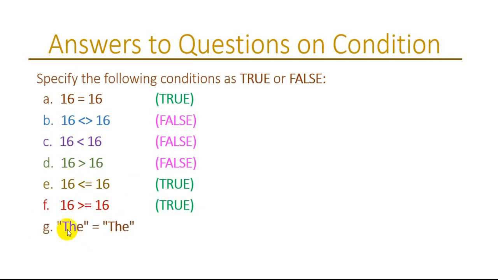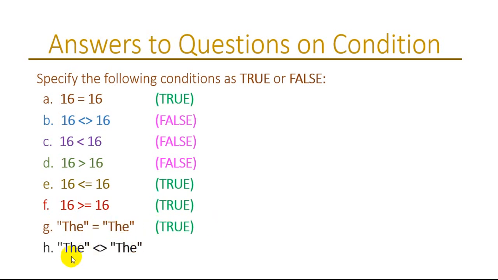Okay, next one. Now these are all numeric conditions or comparisons. Here we are doing an alphanumeric comparison. The word is within double quotes, so we are actually comparing the word "the" with "the". So what you're saying is the word "the" is equal to "the". That's true. The same word, nothing extra. So this is considered true.